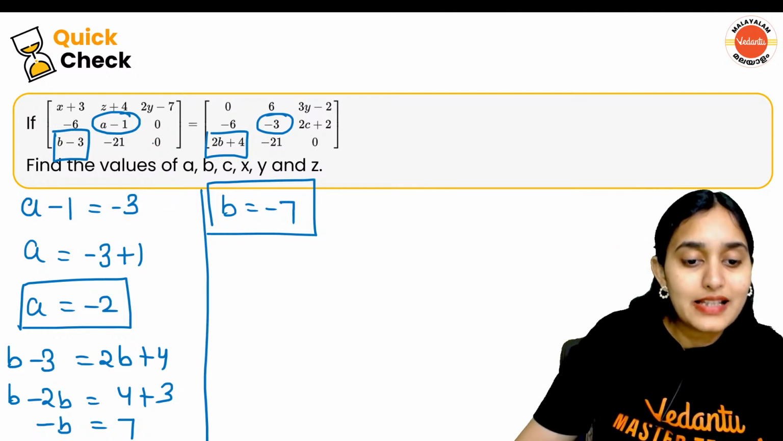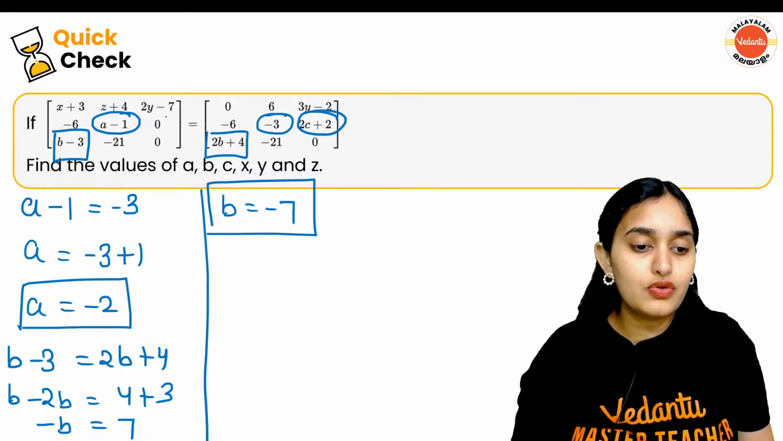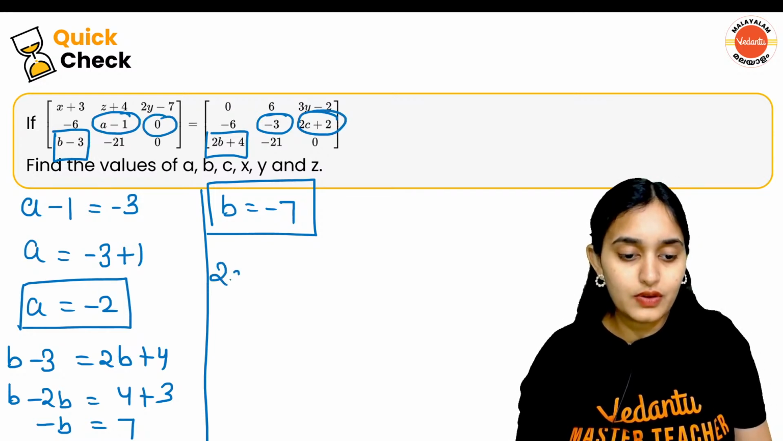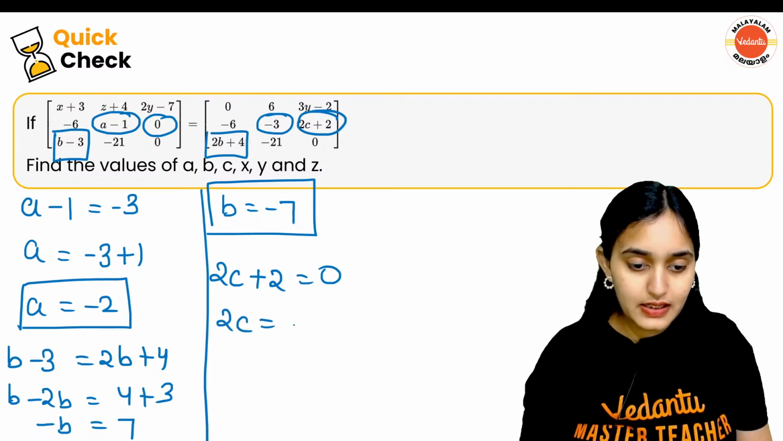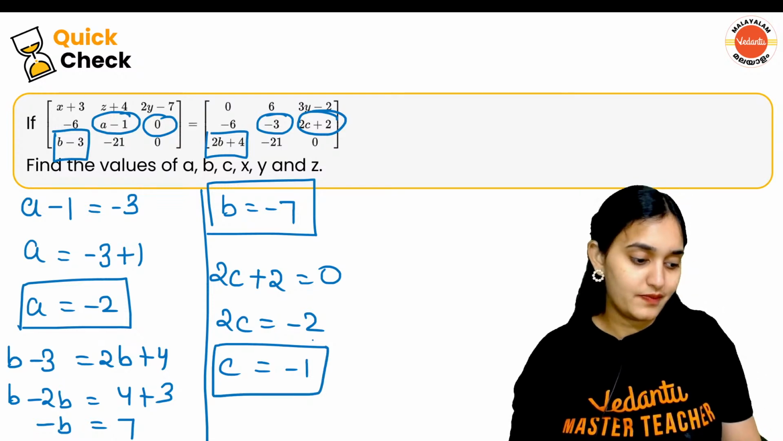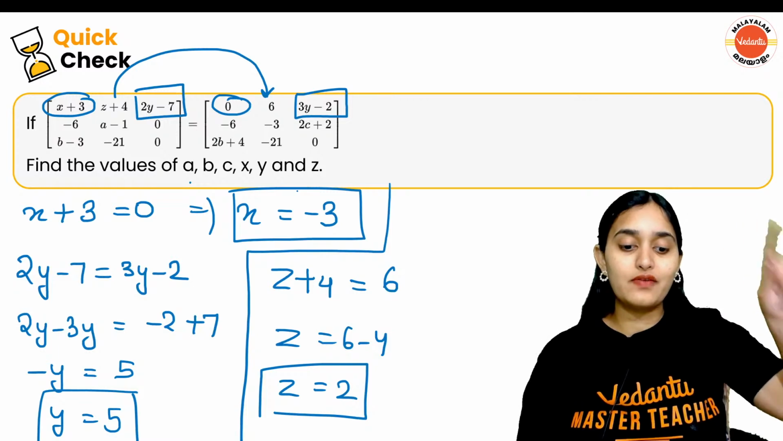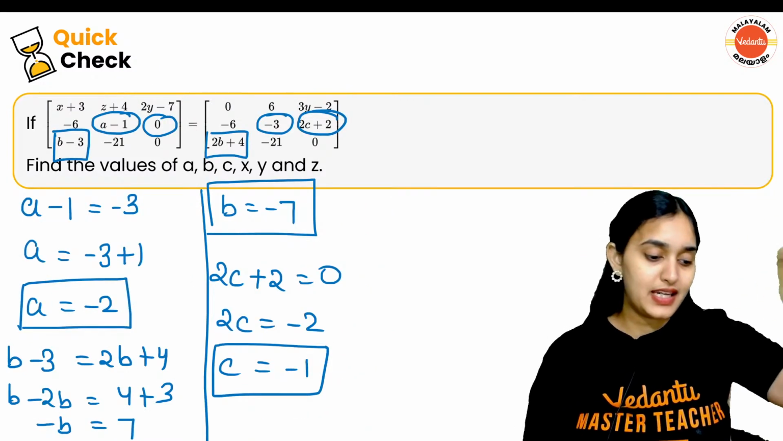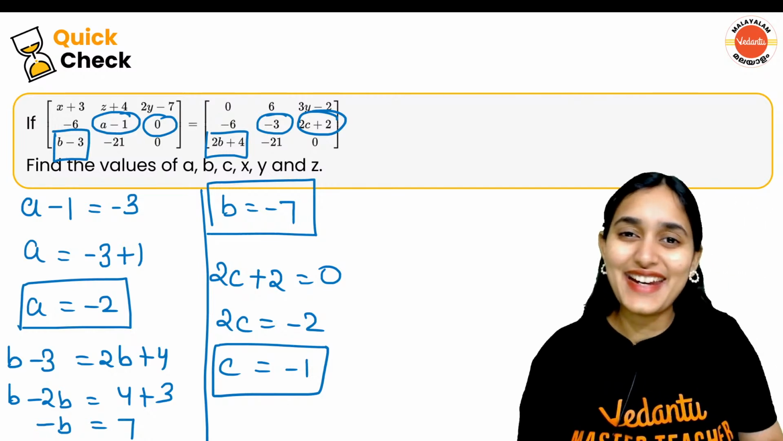Lastly, let's find out C. Where is C? 2C plus 2 is equal to 0. So 2C is minus 2, C is minus 1. And that's it. Alright, everybody got the values of X, Y, Z, A, B, C. Done? Simple. That is equality of a matrix.